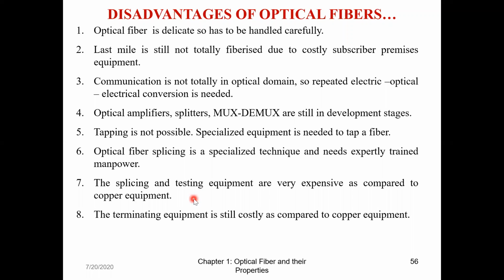So I had mentioned one equipment, OTDR, that is optical time domain reflectometer. It's a testing equipment. It is very costly. The splicing instrument also is very costly. So that makes the system also expensive compared to copper equipment. The terminating equipment is still costly as compared to copper equipment. So these are some of the disadvantages of fiber optics communication which I could get.